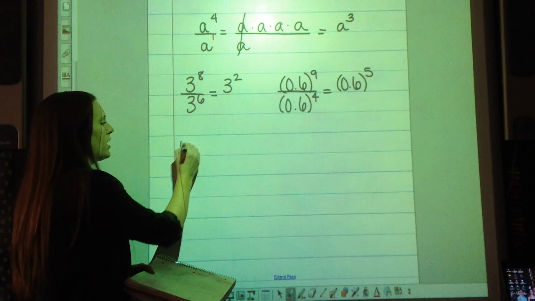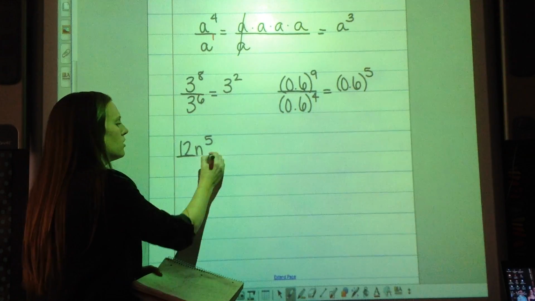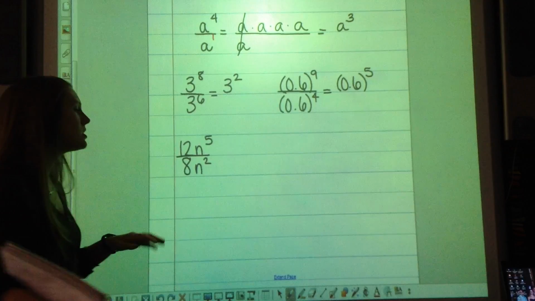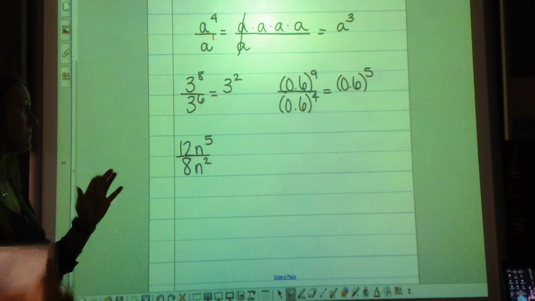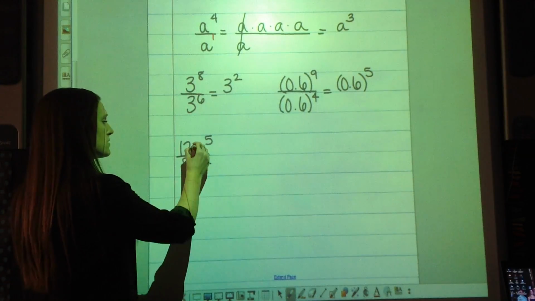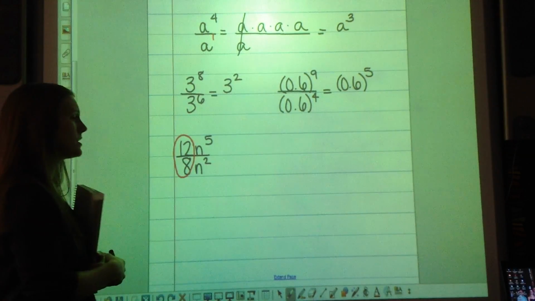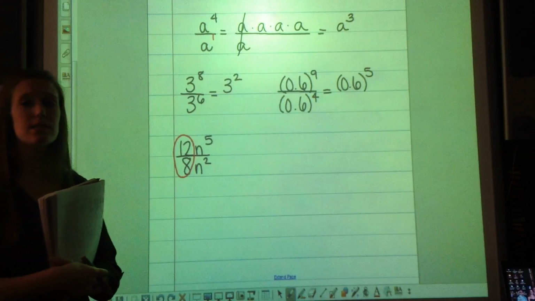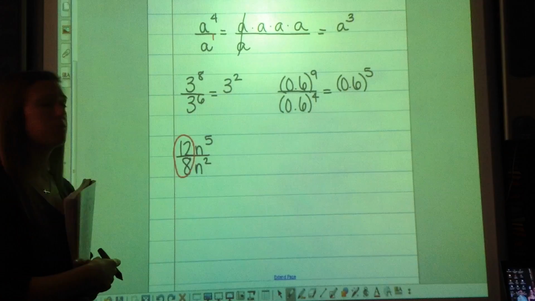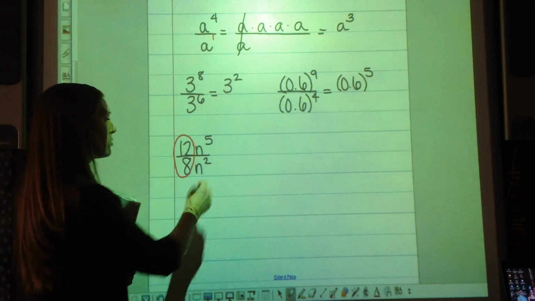Let's try 12n to the 5th over 8n squared. Again, we have coefficients in front of our terms this time, so you're going to take this in 2 steps. I would work with the coefficients first. I'm looking at 12 over 8, so I'm thinking of it as a fraction that I need to simplify. The greatest common factor I see in there is 4, so I'm going to divide them both by 4.